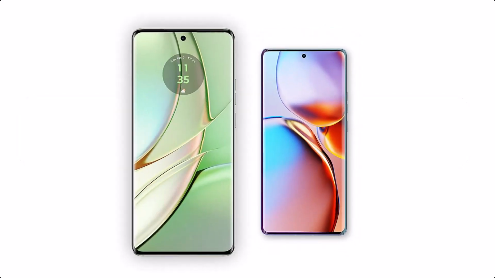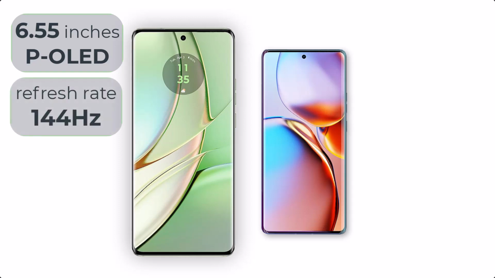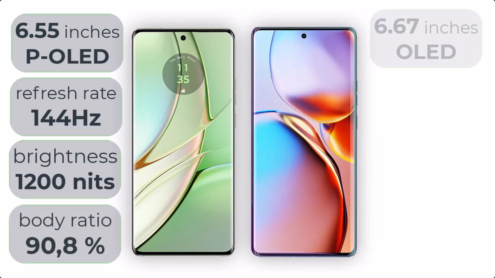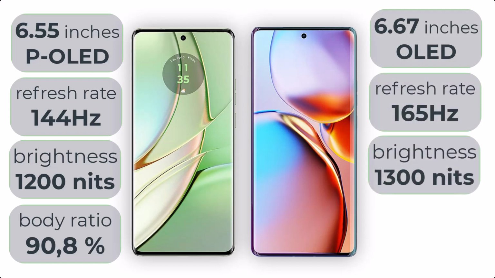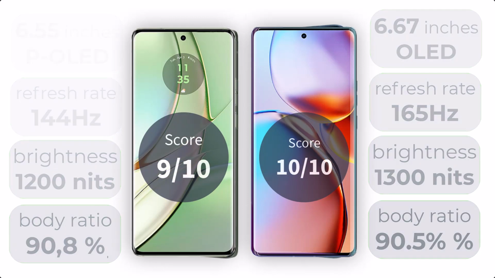Display. The Edge 40 has a 6.5-inch OLED screen with a refresh rate of 144 Hz, a maximum brightness of 1200 nits and a screen-to-body ratio of 90%. The Edge 40 Pro on the other hand has a 6.6-inch OLED screen with a refresh rate of 165 Hz, a brightness of 1300 nits and a screen-to-body ratio of 90%.